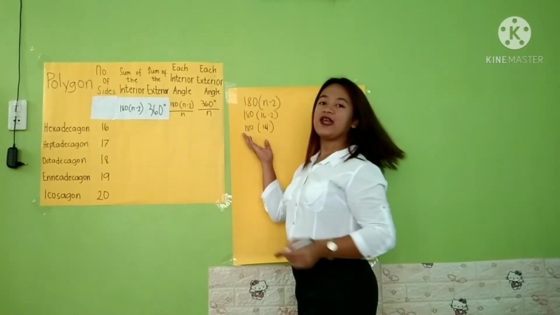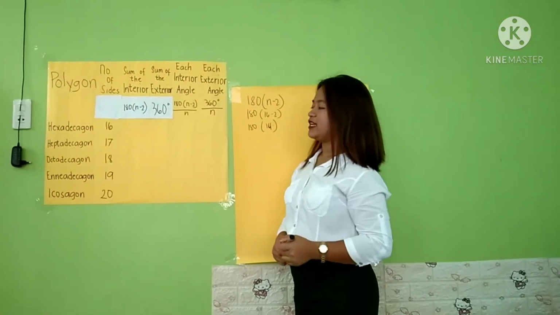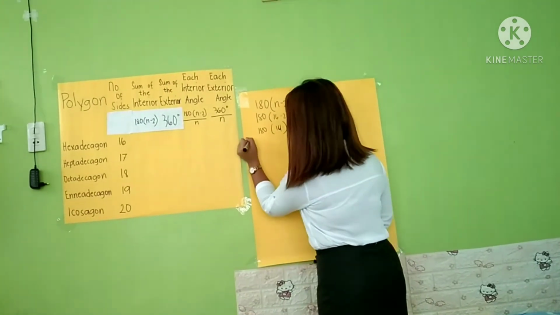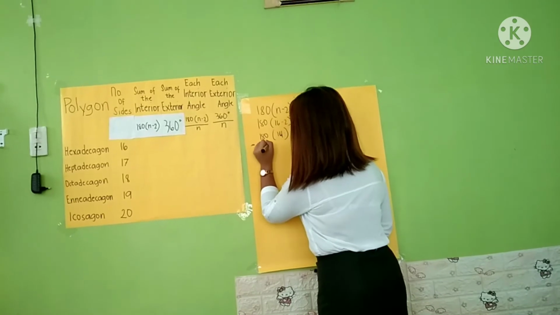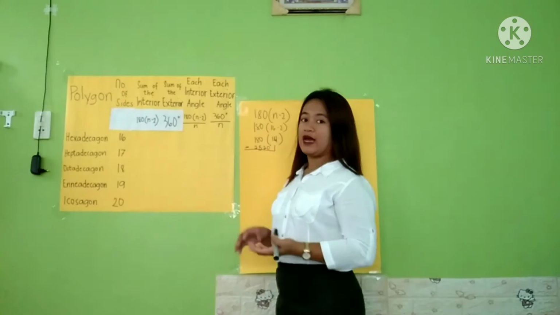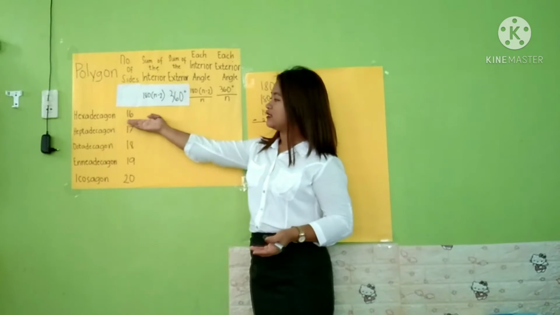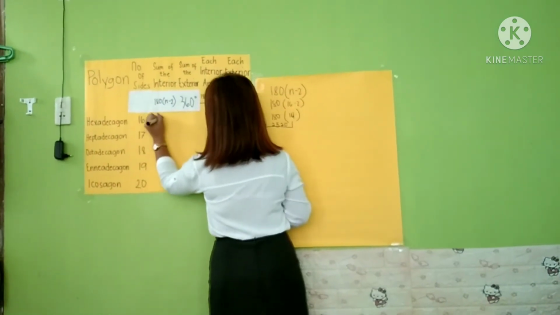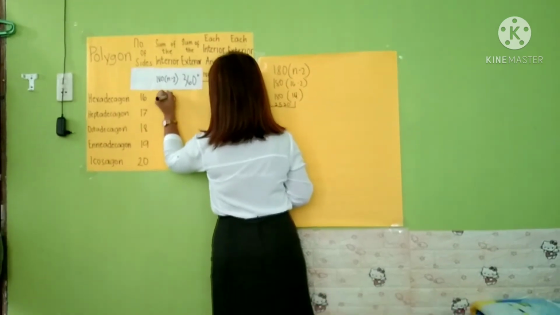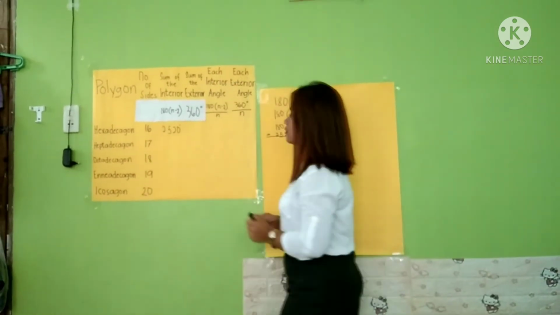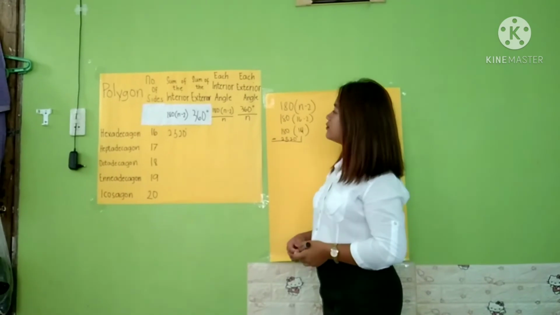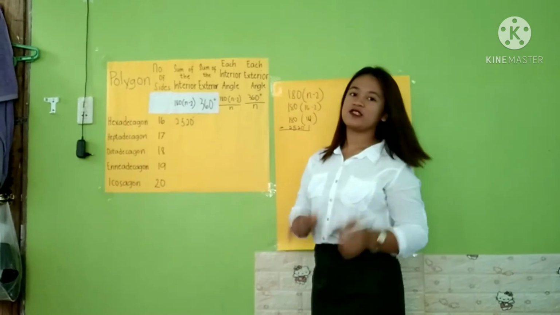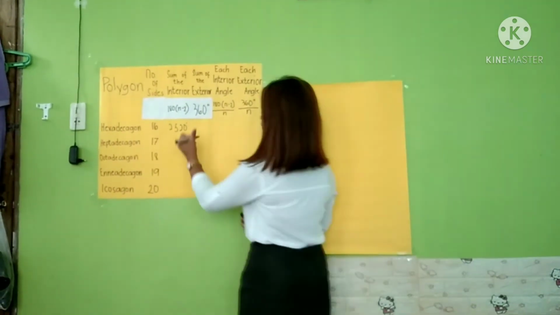180 times 14 is equal to 2520. We write 2520 here beside the hexagon. Next, always remember that the sum of the exterior angles is always 360 degrees.